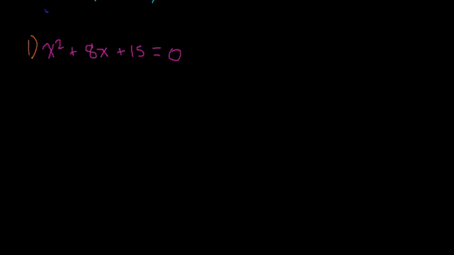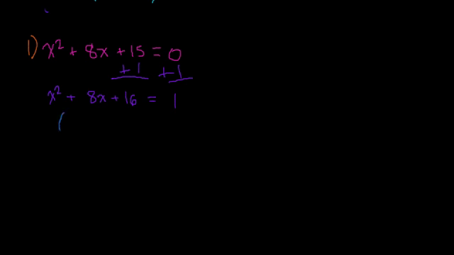Since we have our 8x, we have to figure out what our c term is going to be. Our c term has to be 16, because 8 divided by 2 is 4, and 4 squared is 16. To get to 16, we're going to have to add 1 on both sides. That's going to get us x squared plus 8x plus 16 is equal to 1. You might think, well, you're not allowed to solve quadratics that aren't equal to 0. In completing the square's case, you can.